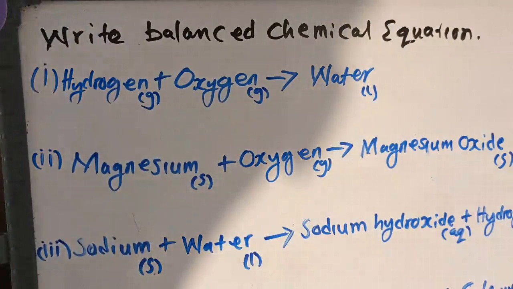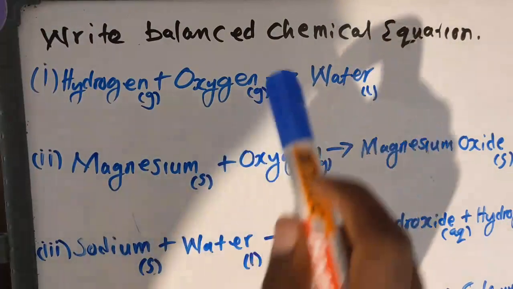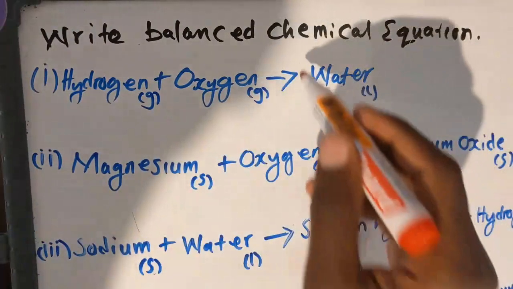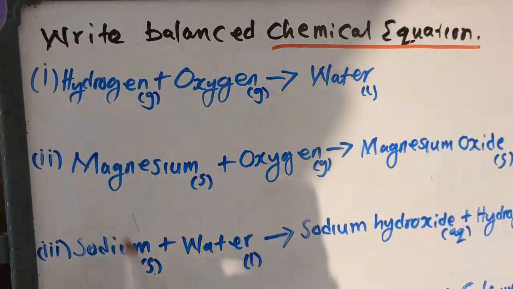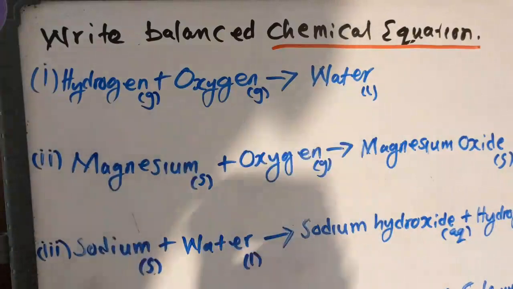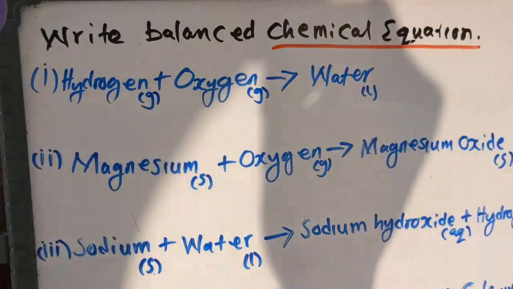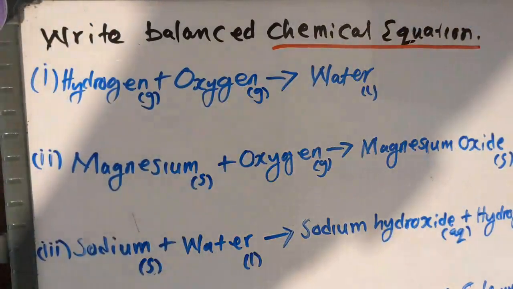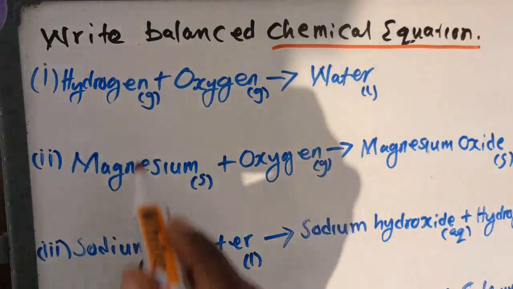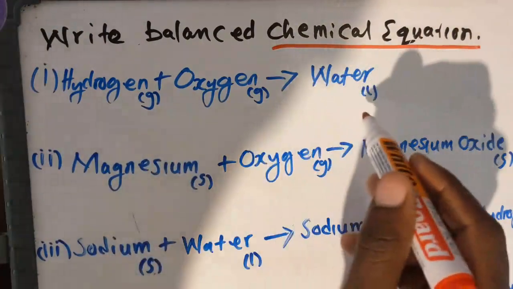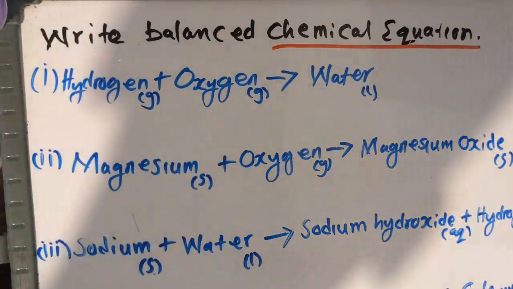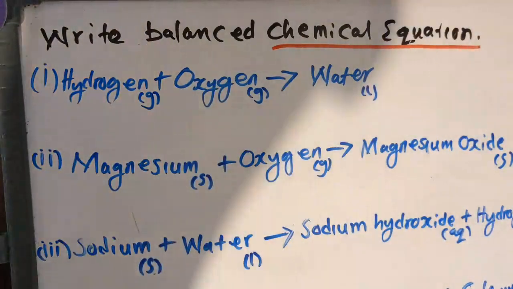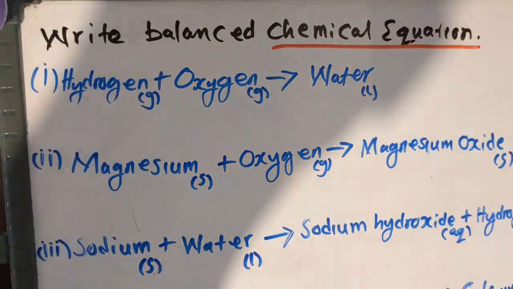Now what we are going to write is a chemical equation. We are going to write a chemical equation of this and balance it. You know, these are state symbols, you need to be careful with them. Follow them the way they are, just like that.